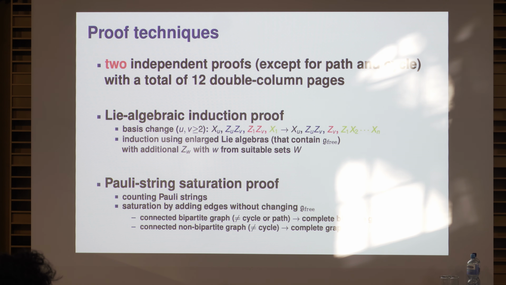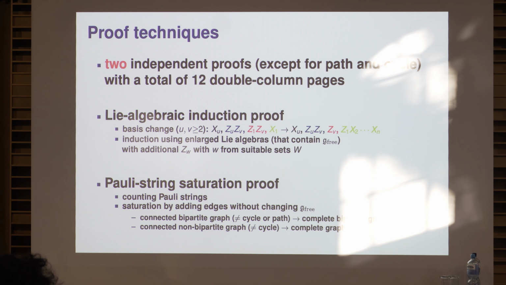Actually, for almost everything except the perfect cycle graphs, we have two mostly independent proofs. It's twelve double-column pages, which takes a long time, so I want to give the most high-level idea. The first one I would call a Lie-algebraic induction proof, and it's really subtle. You're not allowed to prove too much, because then you prove something which is not true, so you need to be very careful here.